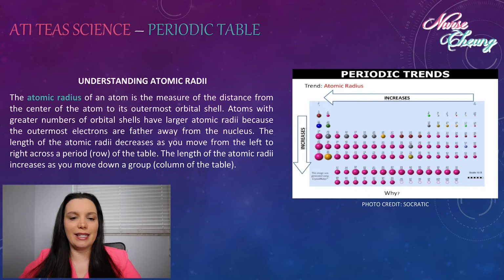The atomic radius of an atom is the measure of the distance from the center of the atom to the outermost orbital shell. Atoms with greater numbers of orbital shells have larger atomic radii because the outermost electrons are further away from the nucleus. The length of the atomic radii decreases as you move from the left to the right across the period or row of the table. The length of the atomic radii increases as you move down a group or column of the table.